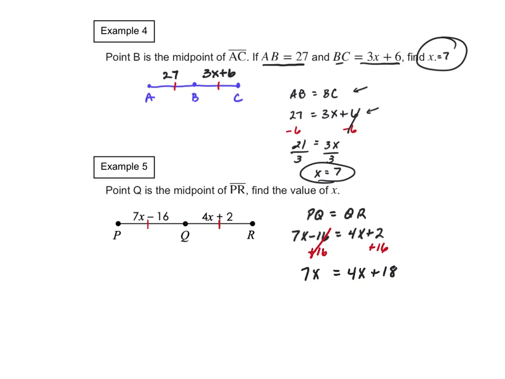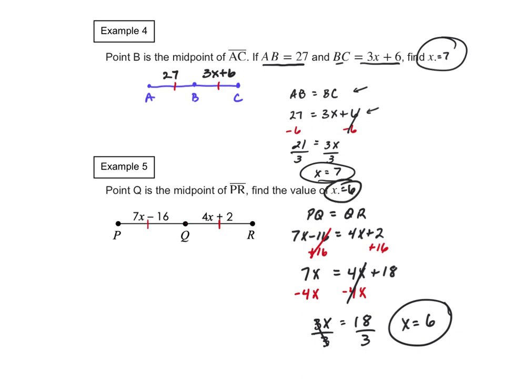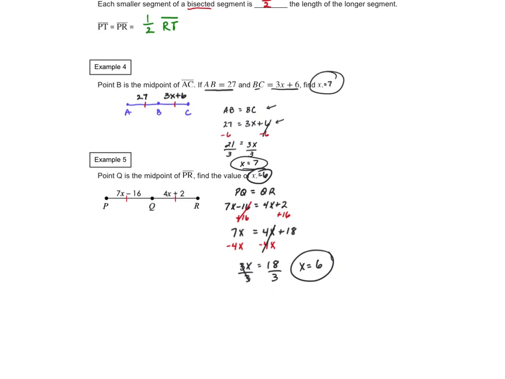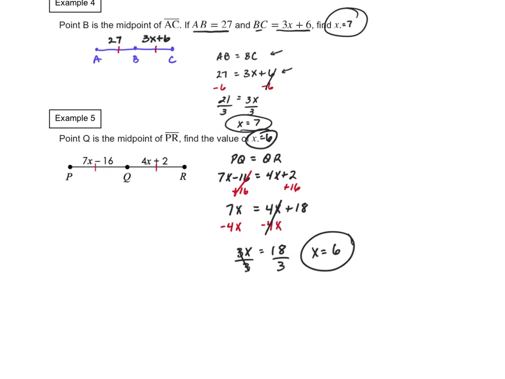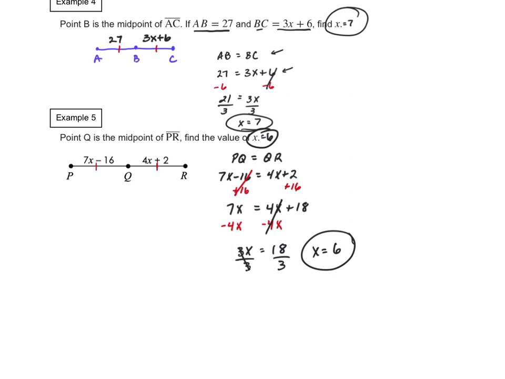Now, to get my variables all together, I'm going to subtract 4x from the left and subtract 4x from the right so I can get all my variables onto one side. So 4 minus 4 became 0. I have 3x is equal to 18, and now I can divide by my coefficient to isolate my variable, and x is equal to 6. There you go, x is equal to 6. Again, using my definition, doing some substitutions, and some simple inverse operations. That will help us with today's assignment where we were working on segment lengths.